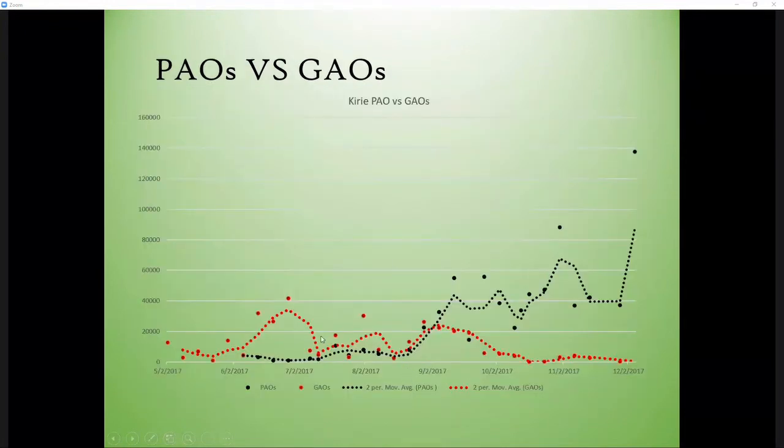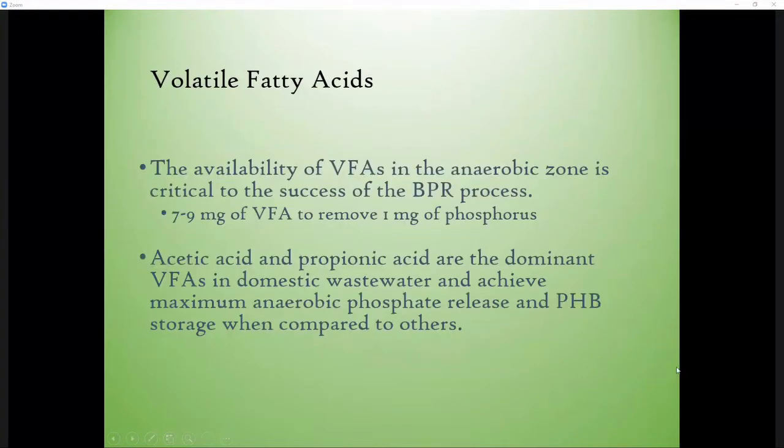And this is another example of one different one of our plants. The red line is GAOs, and you'll notice in the summertime they basically dominate. But then as you get closer to the fall and the winter, they start dying off, and then your PAOs start taking over. And this is just doing that simple PAO GAO. We do GAO counts the same way.